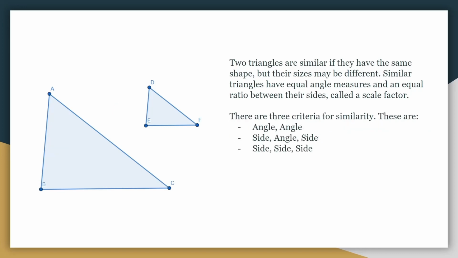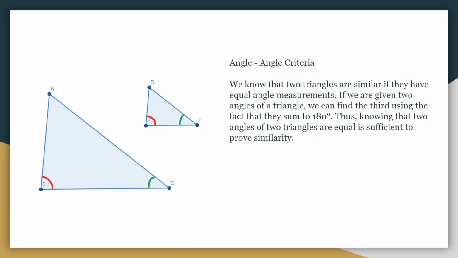Similar to congruence, there are useful criteria we can use that two triangles are similar. These are angle-angle, side-angle-side, and side-side-side. We know that two triangles are similar if all three of their angles correspond, but we also know that the angles of a triangle sum to 180 degrees, so with two angles of a triangle we can always find the third. Thus, knowing two angles of two triangles correspond is sufficient to prove that they are similar.